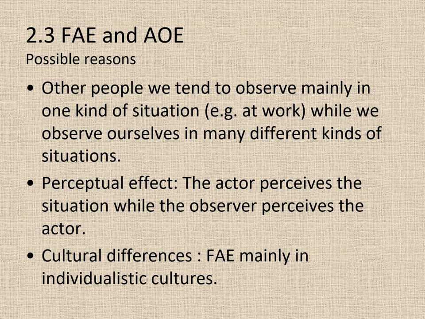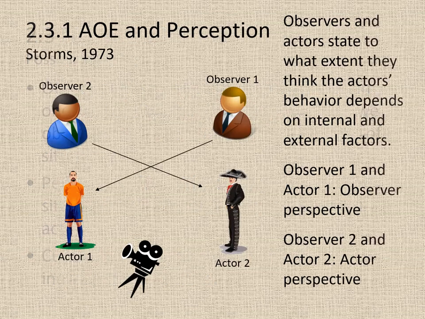We'll have a look at this nice study. It's quite intriguing. One possible explanation that's been put forth for this actor-observer effect is that it has to do with perception. It's a perceptual effect. Actors perceive the situation while observers perceive the actor. And this might be one part of the explanation. So Storms tried to figure out whether there is anything to this perceptual explanation, and he put forth this quite intriguing experiment.